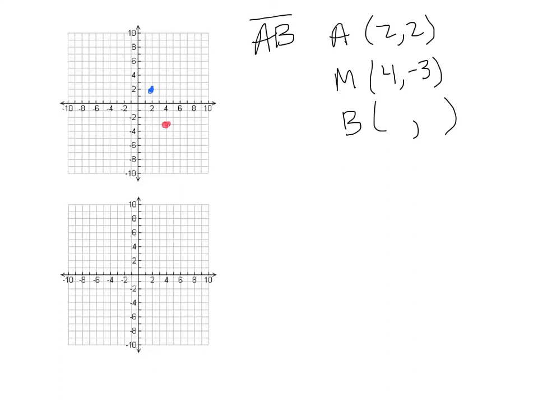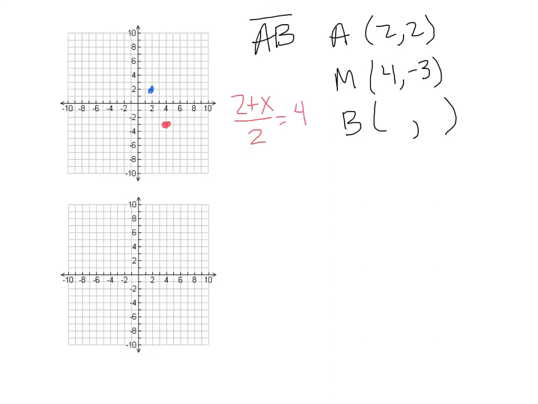Now, you can do this two different ways. You can do this using this formula, or you can do this using the table method that I showed you. I'm going to start out with using the formula. We know that the formula is the average of the x's, and we only know one of the x's right now. So we know that 2 plus an x that we're missing divided by 2 equals the x coordinate of the midpoint, which is 4.